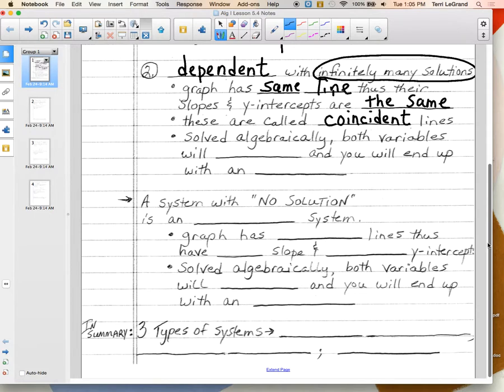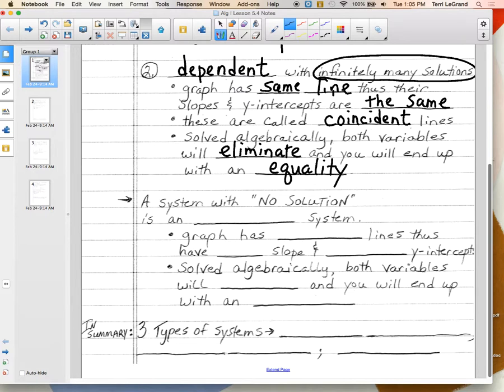Solved algebraically, both variables will eliminate. So you're using the substitution method or you're using the elimination method. In the process, both the x and the y are no longer available to be solved for. They both eliminate, and you end up with an equality. Equality meaning whatever you end up with on one side is the same as what you end up with on the other side. One side is equal to the other, you end up with a true statement.